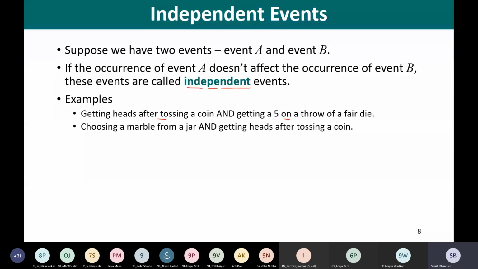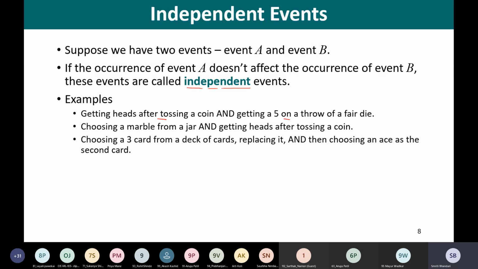Choosing a marble from a jar is one event, event A, and getting heads after tossing a coin is another. So once again, the first event is not affecting or influencing the other event, right? Because in the first event, what we are trying to do is choose a marble from a jar. And in the second event, we are tossing a coin and getting heads. So these two events, once again, are independent events. They do not affect one another, right?